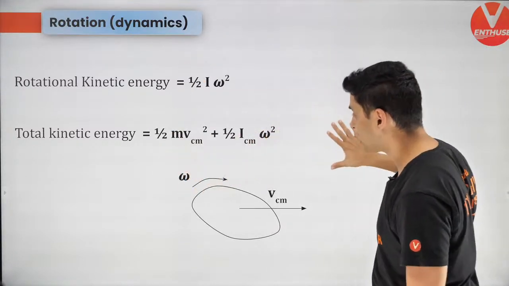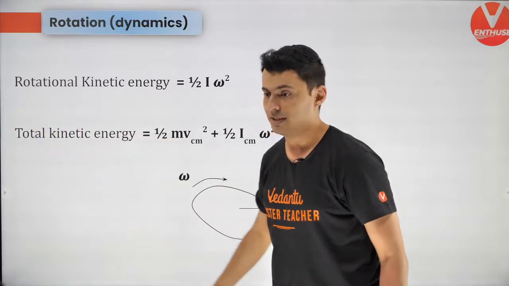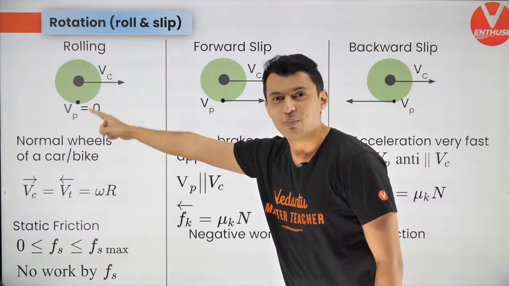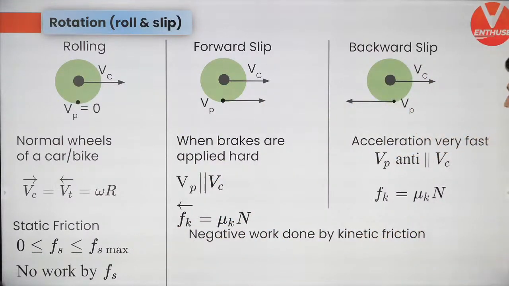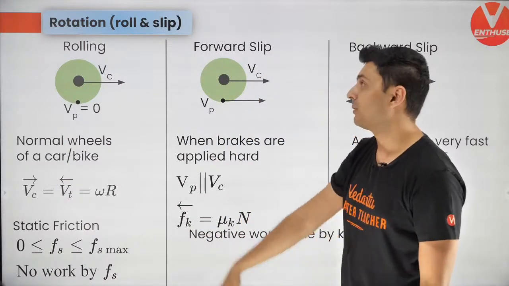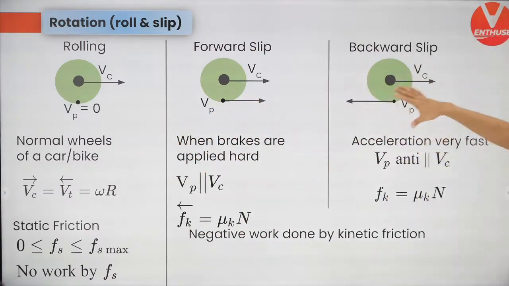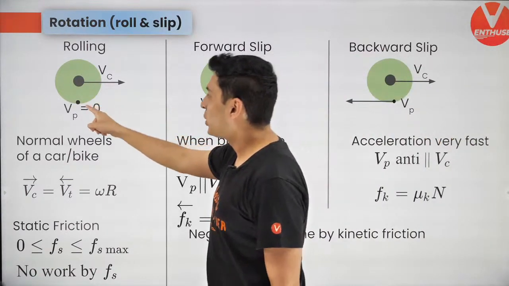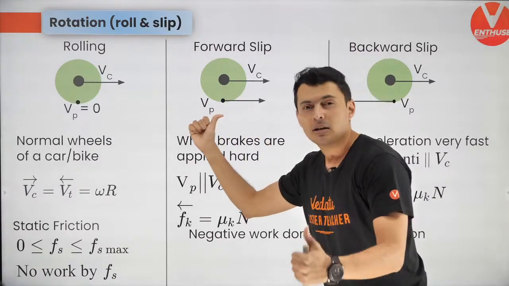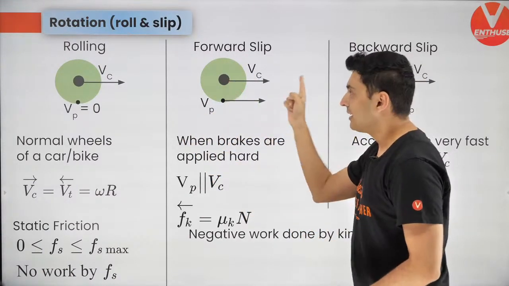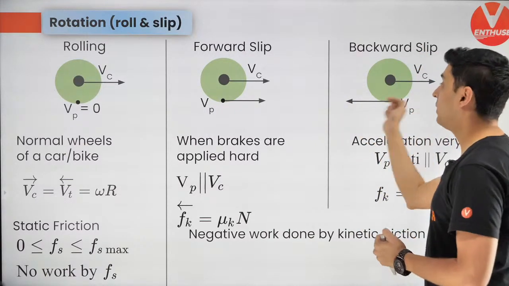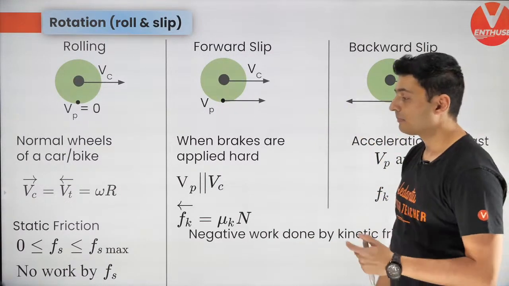Very important equation. If it is rotating plus translating, half m vcm square plus half Icm omega square. Very important graph, very important chart, very important difference table. Come on guys, you have to note this down. All the things about rolling, forward slip and backward slip. See, in rolling, the point of contact has zero velocity. In forward slip, the point of contact has the same velocity direction as the center. And in backward slip, the point of contact has backward velocity compared to the center's velocity.